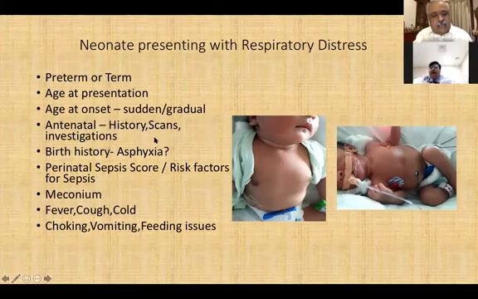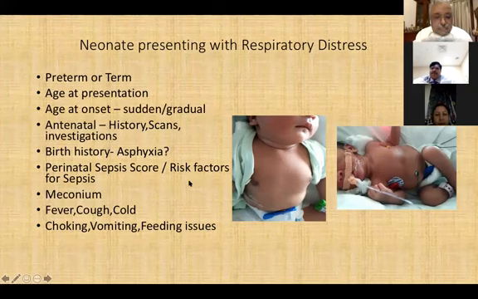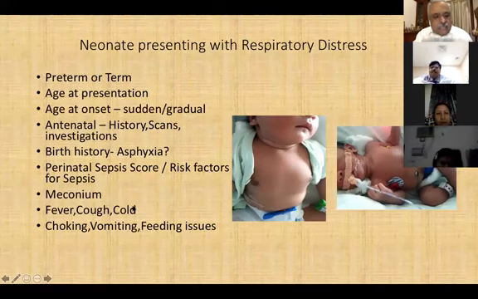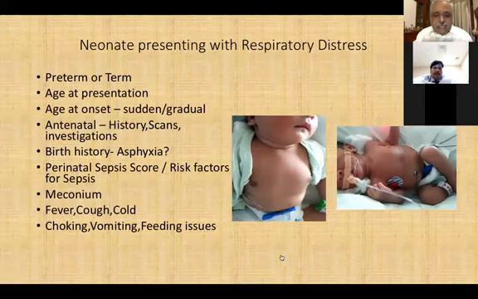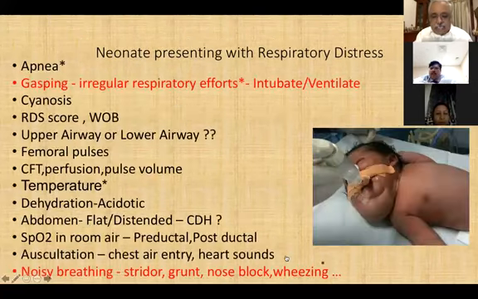Antenatal scans to decide whether CDH had been picked up. Any history of birth asphyxia, perinatal risk score, and risk factors for sepsis. Especially in current pandemic times, we have to check whether there's been fever, cough, and cold in any relatives. Meconium history you have to check, and that could also be a reason for slowly worsening. So these babies, once they deliver, are actually more of a concern when they come to you.